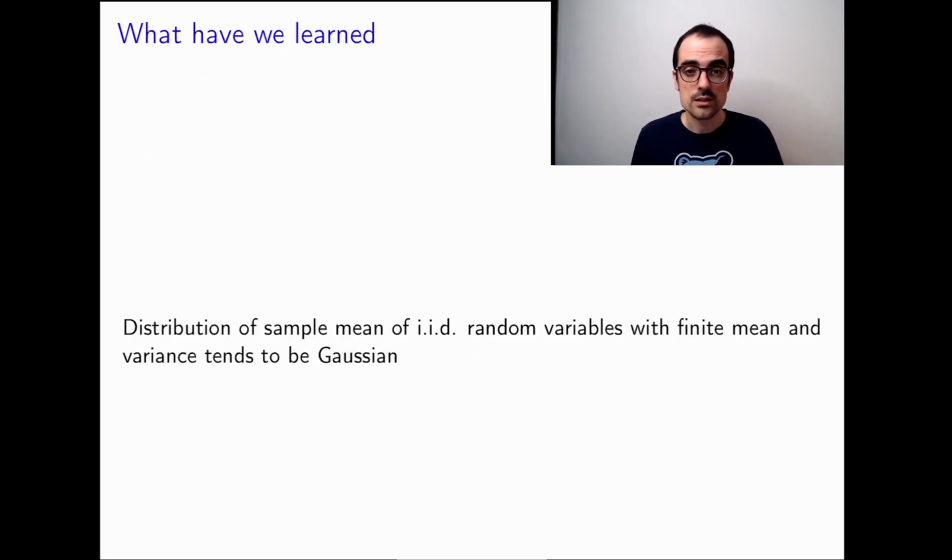Okay, so what have we learned? We have learned that the distribution of the sample mean of IID random variables with finite mean and variance tends to be Gaussian. Thank you very much.